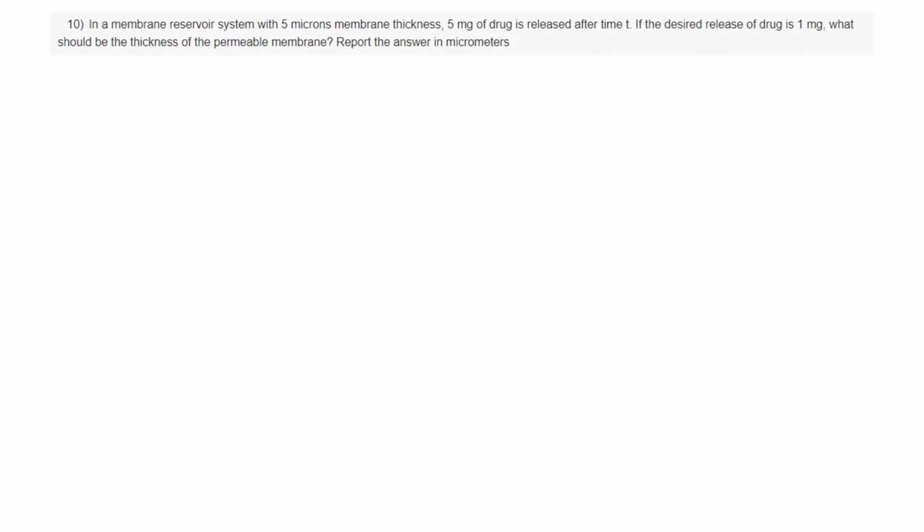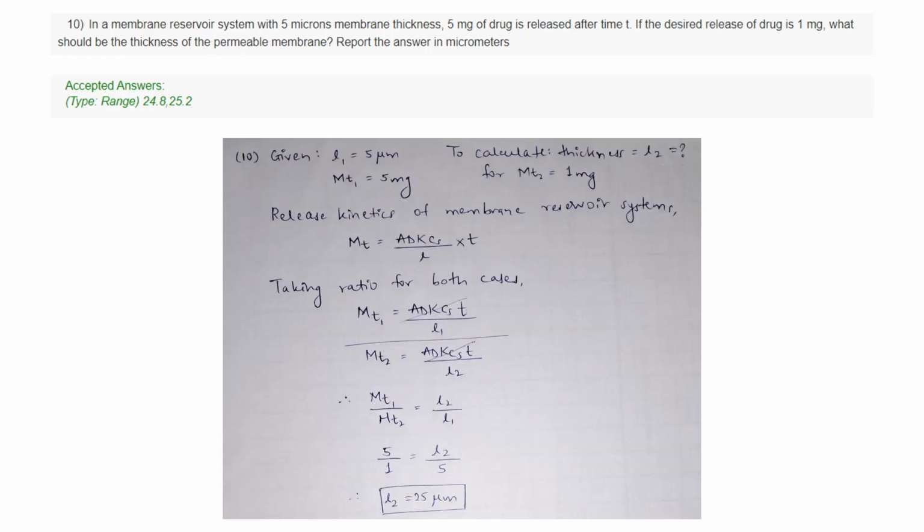Okay, let's look at the solution. Yeah, the right answer is 25. If your answer falls in between this very narrow range, 24.8 to 25.2, it's correct. So let's look at it step by step.